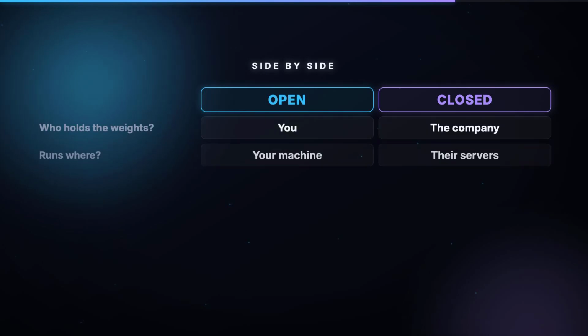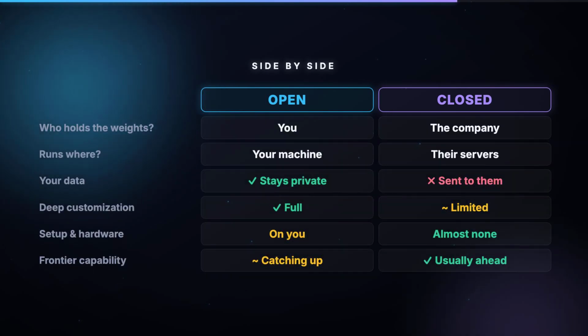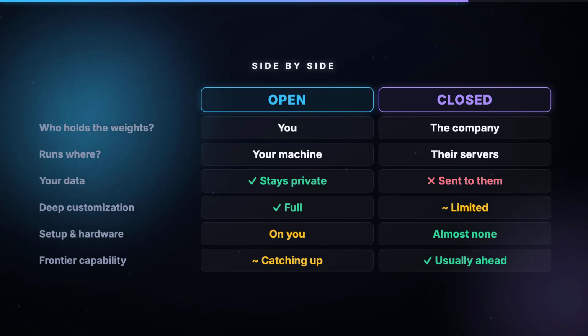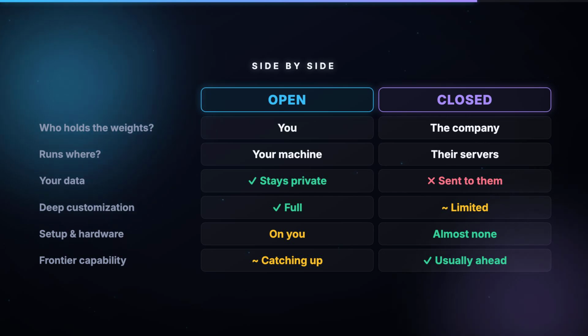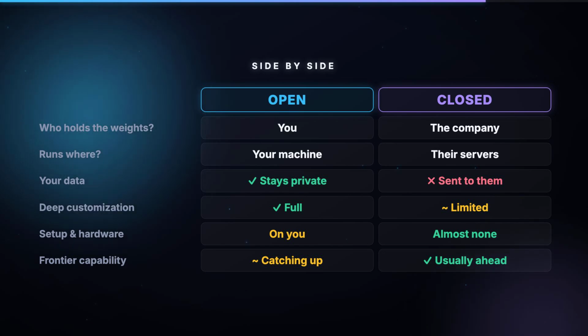Let's put them side by side. With open models, you hold the weights, you run them wherever you like, your data stays private, and you can customize them deeply, but you own the setup and the hardware. With closed models, the company holds the weights. Everything runs on their servers. Your data is sent out to them. Customization is limited, but you get the frontier with almost no effort. Same goal, two very different bargains.